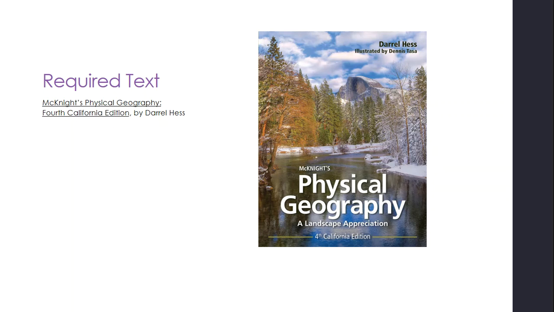The required text for this class is McKnight's Physical Geography, 4th California edition by Darrell Hess. This book is available in the bookstore and online. If you use the 3rd California edition, that is also okay. You can also use the most current edition that is not the California edition. The material is pretty much the same, but don't go back too far in edition. In addition, the Miramar College Library has every college textbook that you use on campus available at the library. Some of them you can take out for a week, some of them you have to use in the library, so you don't necessarily have to purchase the textbook.